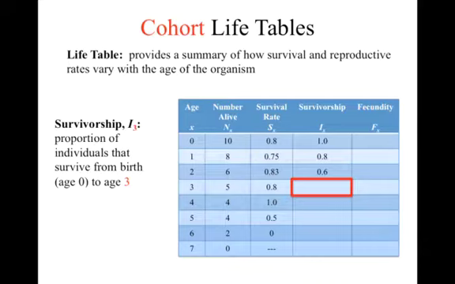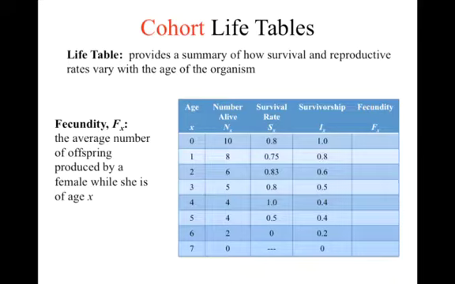The year 3 survivorship is the proportion of individuals that survive from birth to age 3. So again, 10 were born, 5 make it to age 3, and so my survivorship is 50%, or 0.5. And again, you can go on and fill this chart out based on the number alive at each different age. And I will again let you try that at home, but you should get these numbers. All right, so that's survivorship.